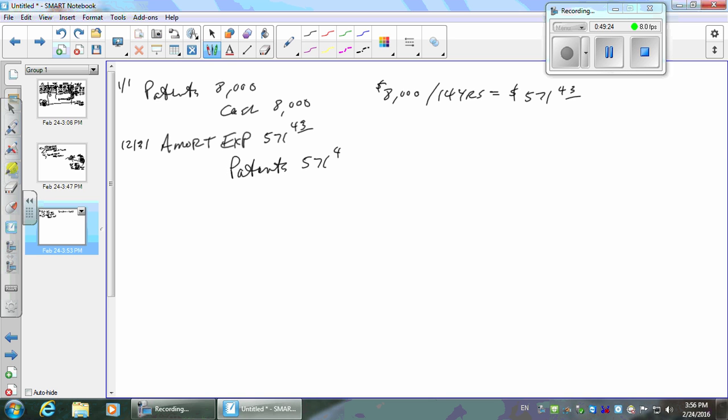If you want, though, you can credit accumulated amortization of the patent, which would be just like accumulated depreciation. It would be a contra account that goes with the patent. So you take the 8,000 patent less the accumulated amortization, and that gives you your net patent. Make sense? This way, I'm actually reducing the patent because I use it up. It's more common. People do it that way.